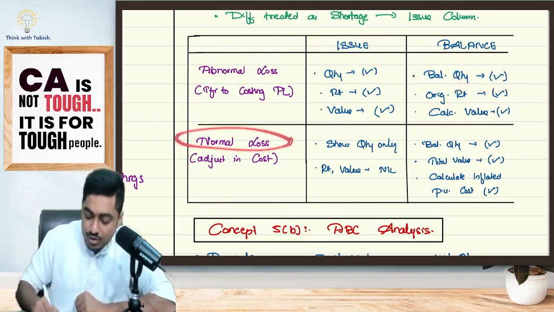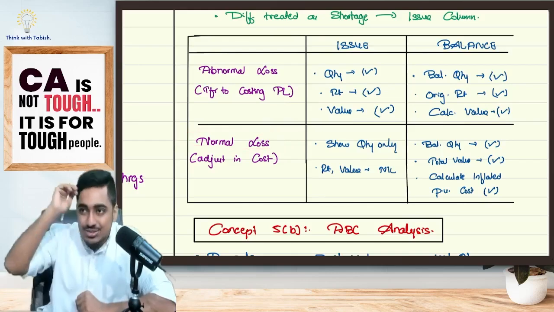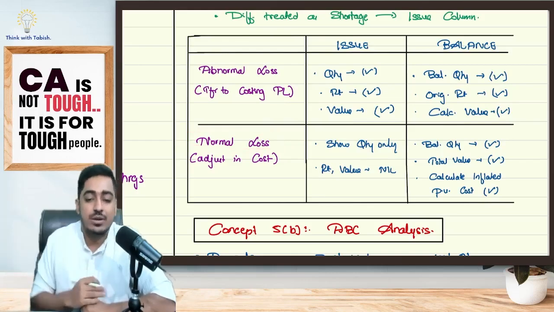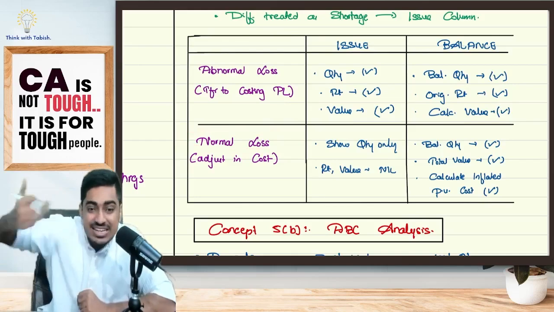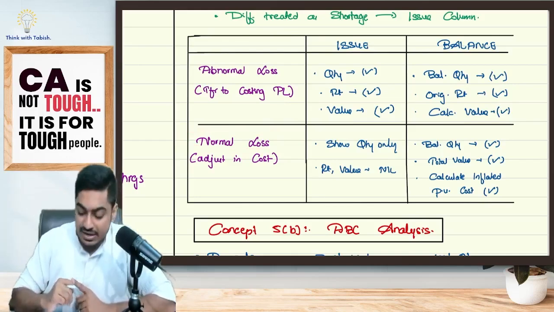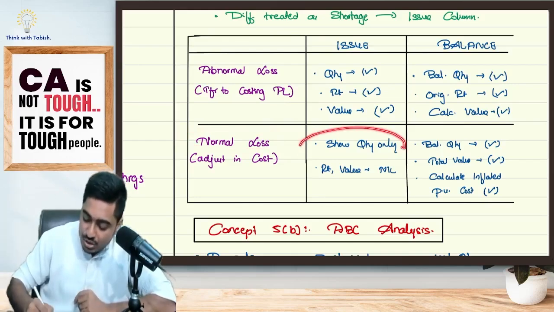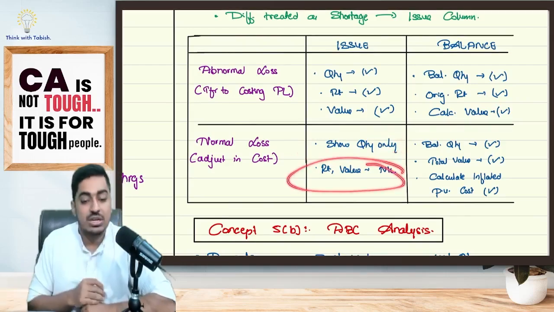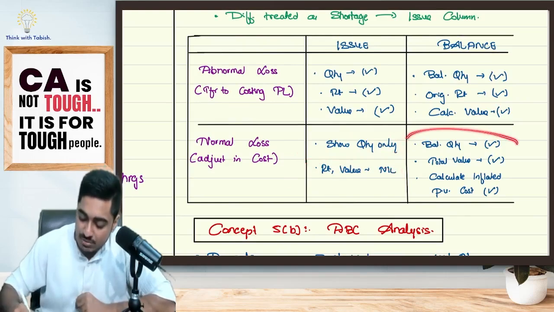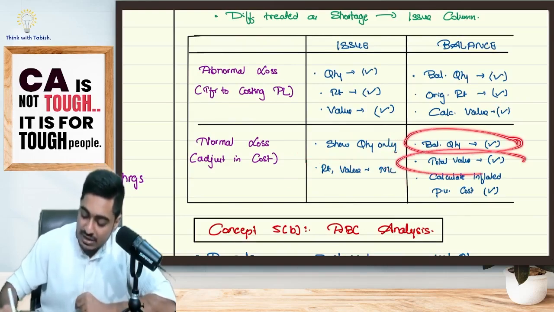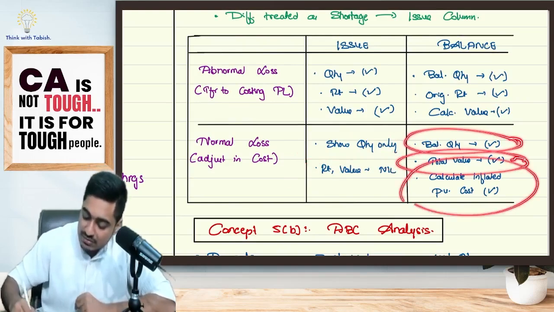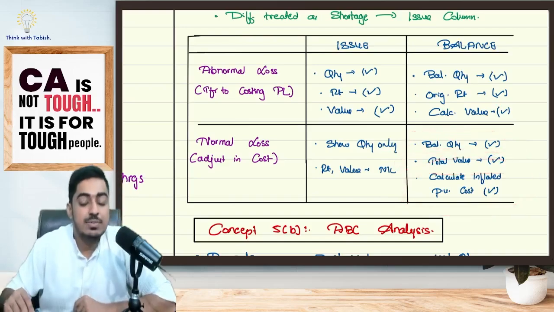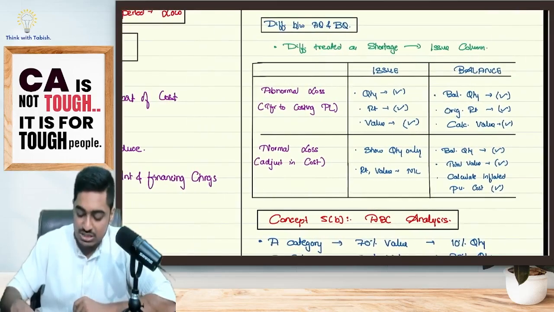Now, in case of normal loss, what I am telling is, it is not loss. I knew it well beforehand only. That means I will adjust that in my cost by calculating an inflated rate. So in my issue column, I will only show the quantity. Rate and value I will not be showing. I will be showing it as nil. That means in my balance column, I will show balance quantity. I will write down the total value, and based on that, I will calculate the inflated per unit cost. Is this clear, everyone? Conceptually, I have explained.